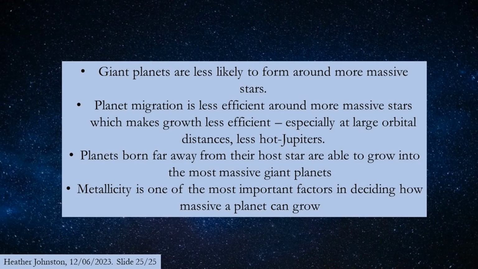The main findings that I hope you are able to take away from this are that giant planets are less likely to form around more massive stars. Planet migration around more massive stars is less efficient, and this makes growth difficult, especially at large orbital distances. Planets that are born far away from their host stars are able to grow the most massive, and metallicity is a very important factor in deciding how massive a planet can grow.